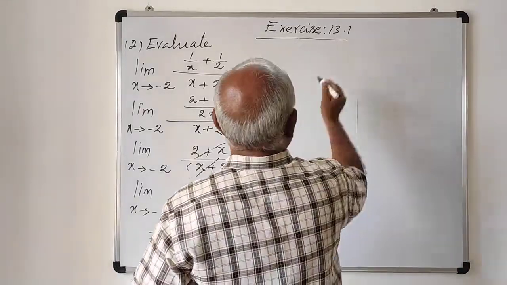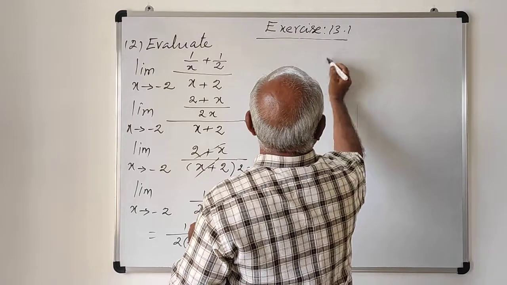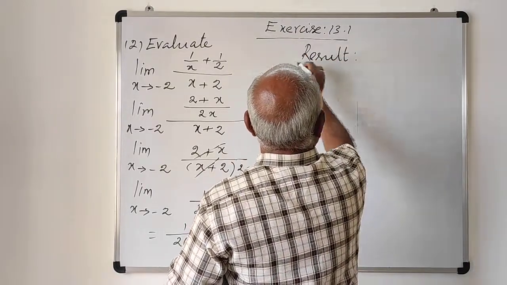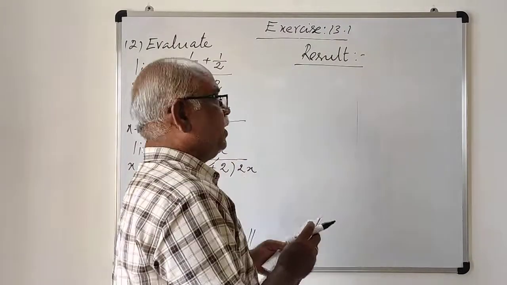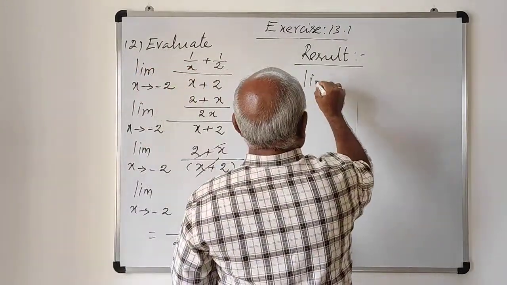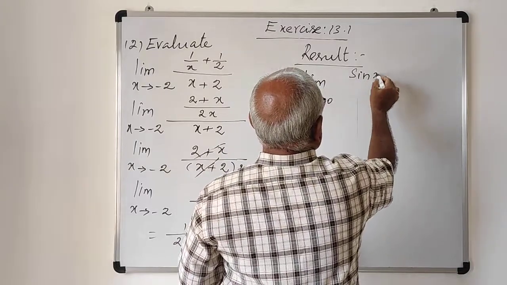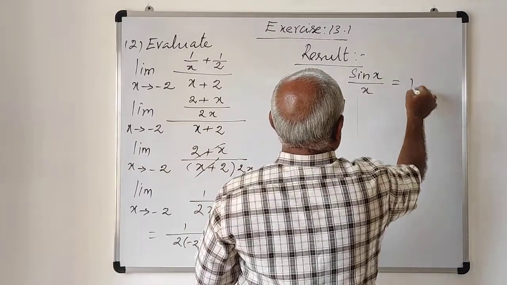Before solving problem number 13, we will consider one result for a limit of a trigonometric function: limit x tends to 0, sin x by x equal to 1. This is the result.